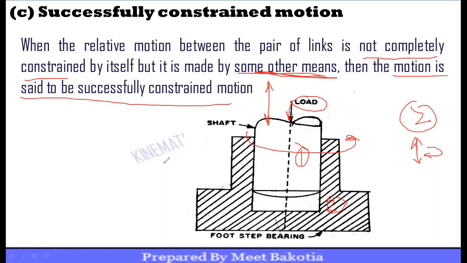So when the relative motion between the pair of links is not completely constrained by itself, but I am doing it by some other means, like I am applying the load over here in this case of the footstep bearing, then the motion is called successfully constrained motion.